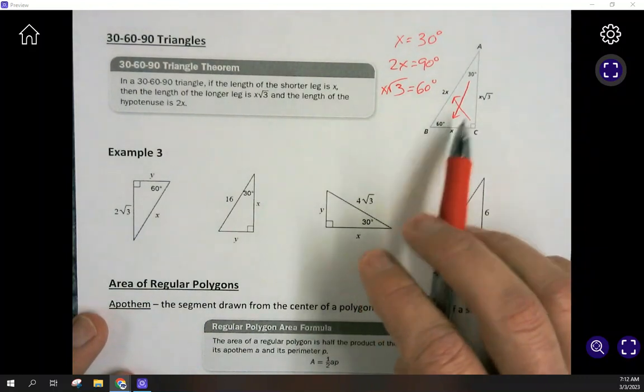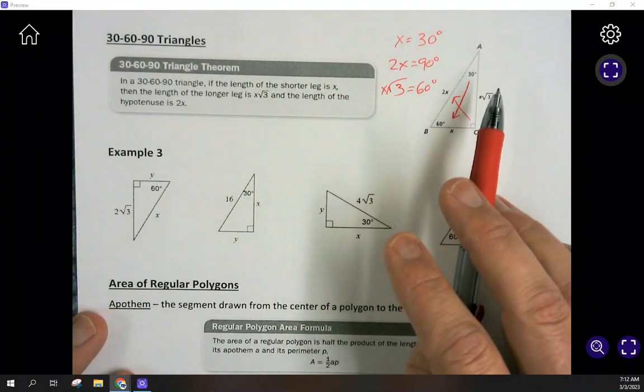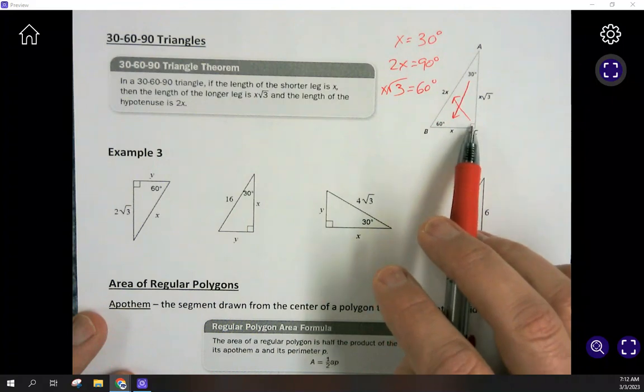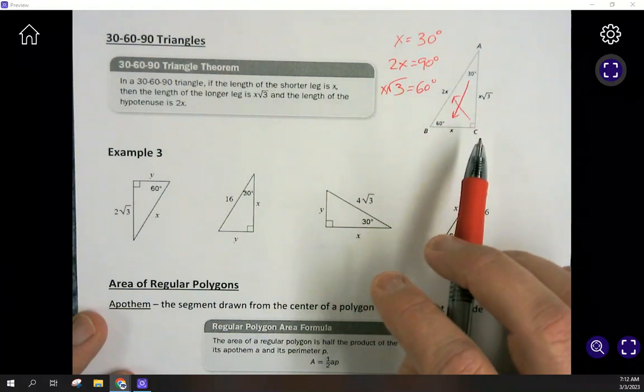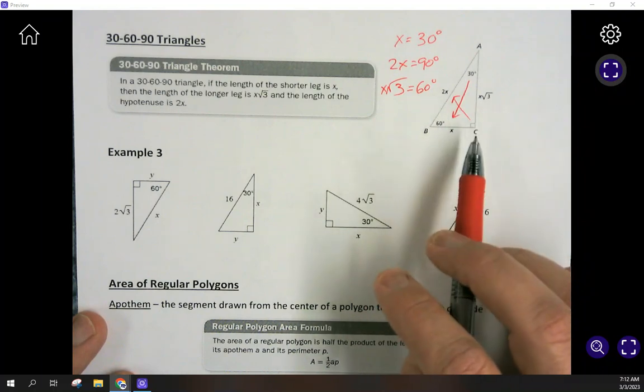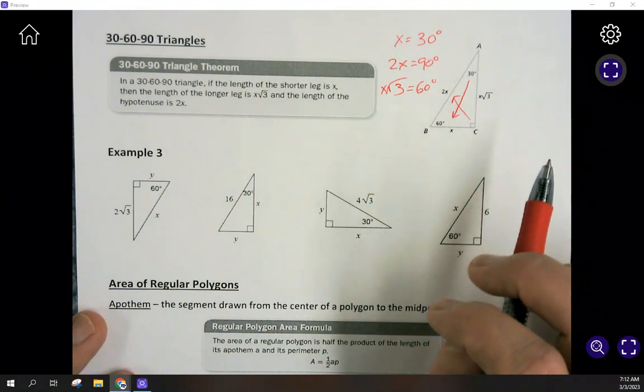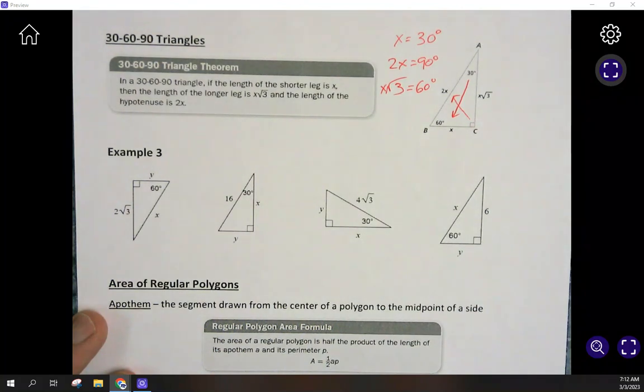And again, if I have two of these sides, I can always use a squared plus b squared equals c squared, because it's a right triangle. That will always work for any right triangle. But these special triangles allow us to find missing sides when we're only given one side, where the Pythagorean theorem would not be an option.